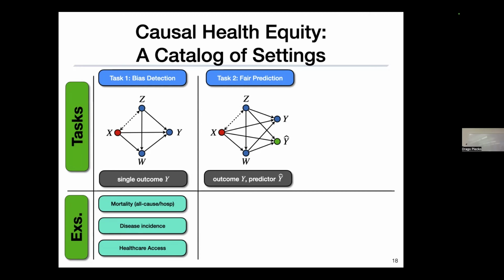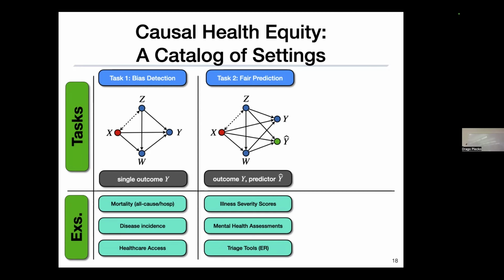Of course, we have an outcome Y and a predictor Y hat, as I said. Examples of this are illness severity scores or mental health assessments, right? Think about Hamilton depression rating scales. It's a scale that is assessed by a clinician, and perhaps we want to build an automated tool that, based on electronic health records, tries to predict this rating for a set of patients, right? So these are the types of settings, trying to replicate some human labels. That is what is going on in task two.